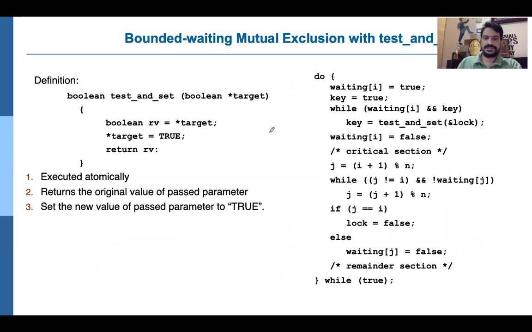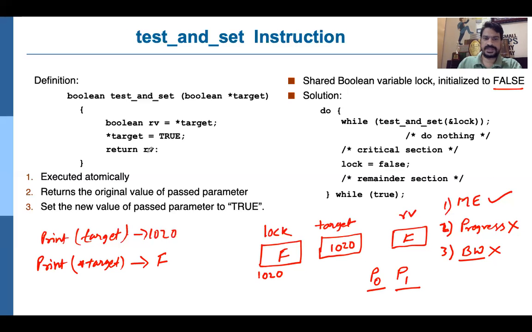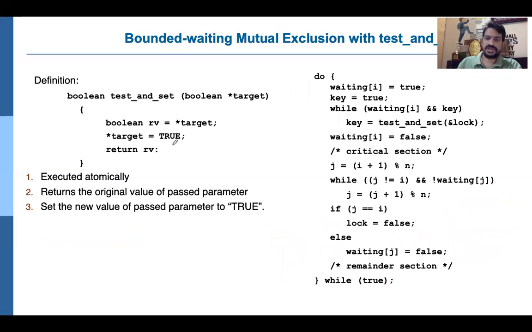So we have a solution. See, this will be the same. This is your test and set instruction. This part is the test and set instruction. This is your logic. This logic is giving you mutual exclusion, but is not giving you progress and bounded wait. So with the same instruction, can we have another logic? So this is another logic. The test and set instruction is the same, but the logic here is different.